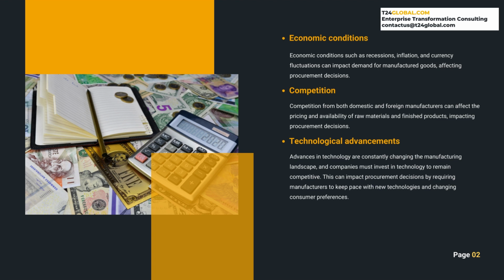2. Competition. Competition from both domestic and foreign manufacturers can affect the pricing and availability of raw materials and finished products, impacting procurement decisions. Key components that affect procurement in this area include the competitive landscape, pricing trends, and supplier relationships. Key roles involved include procurement managers, supply chain analysts, and market researchers.